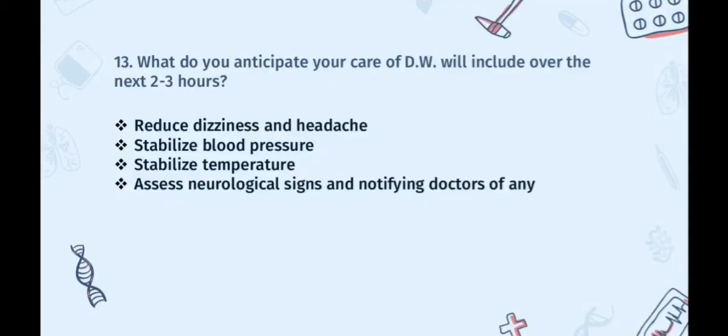The next question is asking about care activities for DW that will be included over the next 2 to 3 hours. So the first one will be reducing the dizziness and headache. The second one is to stabilize both the blood pressure and temperature that are dropping due to plasmapheresis side effects. Lastly, assess neurological signs and notify the doctors if any of them appear.